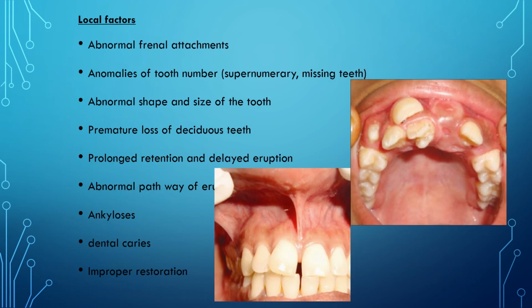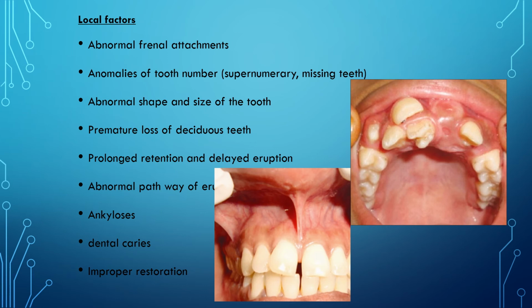Okay. Under local factors, you have abnormal frenal attachment. There you see in the picture that it causes the two anterior central incisors to be separated because of the low frenal attachment.